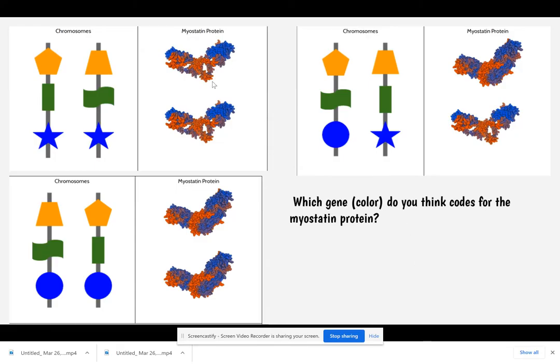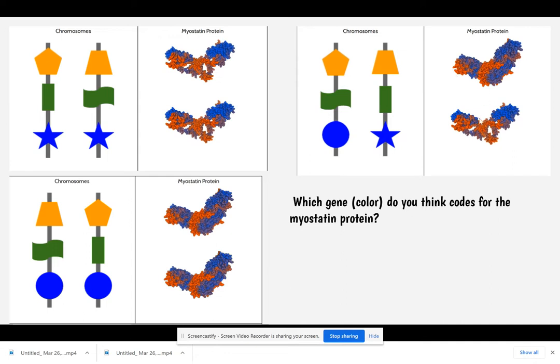When I look at these two myostatin proteins, they are both the same. When I look at these chromosomes, these two genes have different alleles. These two genes also have different alleles, but these two genes have the same allele. So right now I'm thinking maybe these two connect with the star genes. Well, let's keep going.